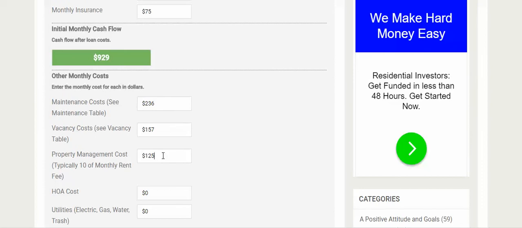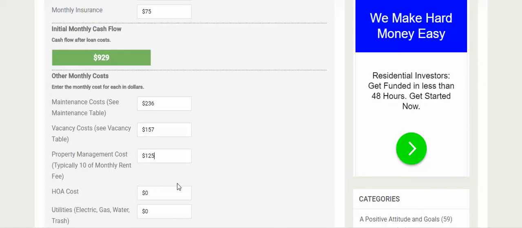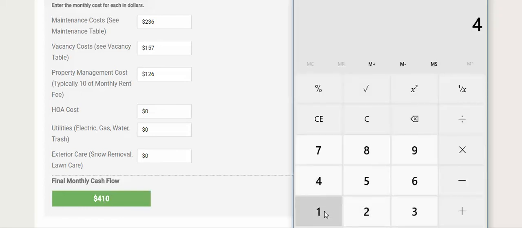And property management, they had it 125, right? 126, sorry. So look at that cash flow. You've got your maintenance in there. You've got your vacancies, property management costs, and you're still making $410 a month. That's not bad. That's not bad at all. We can take that, bear with me, 410 times 12, $4,920 a year.